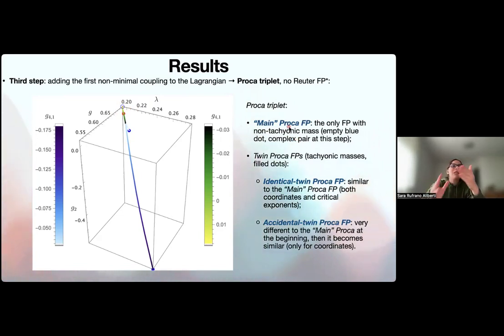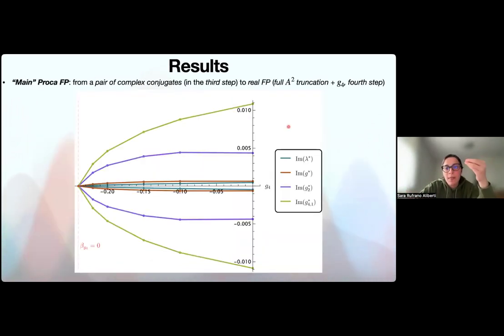And so when I talk about similarities and differences between these elements of the Proca triplet, I'm referring to what happens starting from the next step when the main Proca fixed point becomes real. And in order to see this, we slowly activated the new added coupling, which is G4, in order to understand what happened to this complex conjugate pair. And indeed, as you can see from this plot, all the imaginary parts of the elements of the complex conjugate pair, which are different from zero at the third step, become zero once we add the new coupling G4.